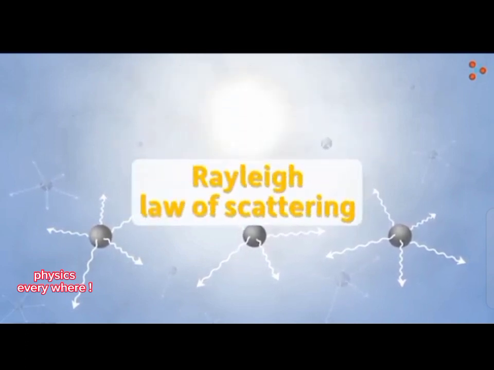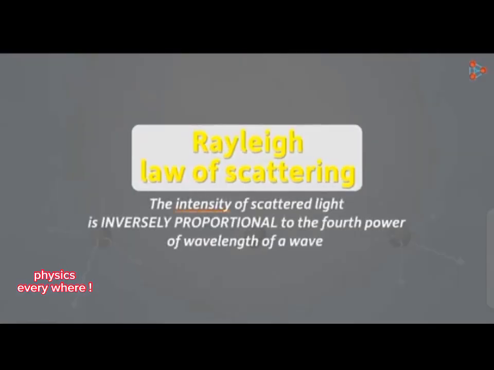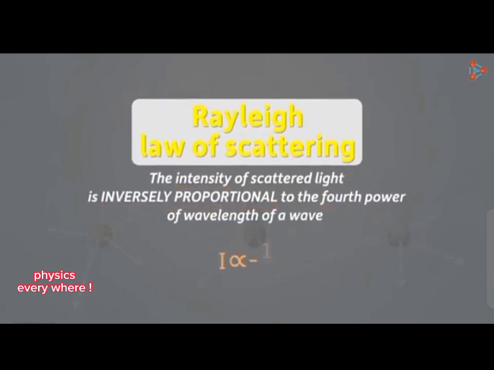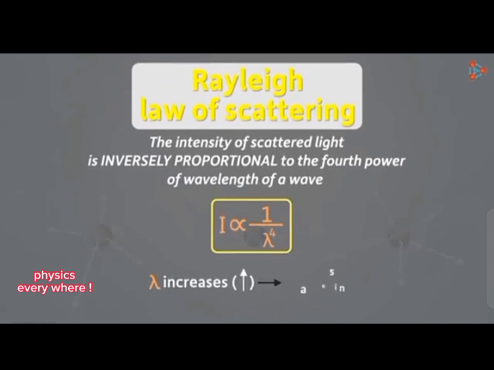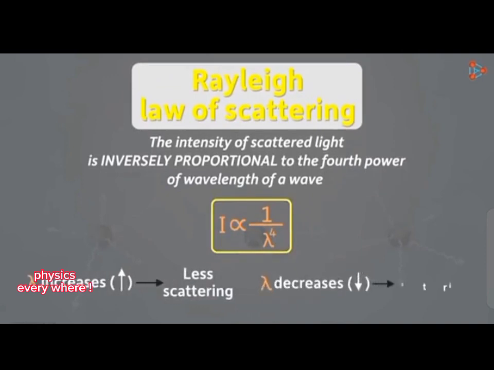It states that the amount of scattered light, or the intensity of scattered light, is inversely proportional to the fourth power of the wavelength of a wave. I is inversely proportional to lambda to the fourth power. If the value of lambda increases, then the intensity will be lower. If its value decreases, then the intensity of scattering will be more. Lesser the wavelength, more will be the scattering.